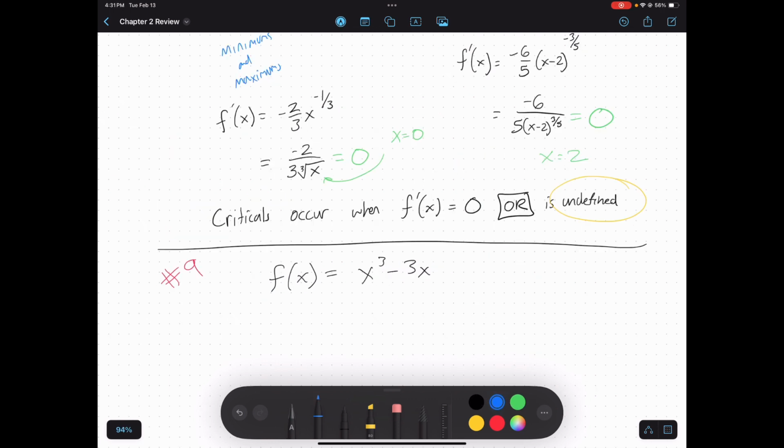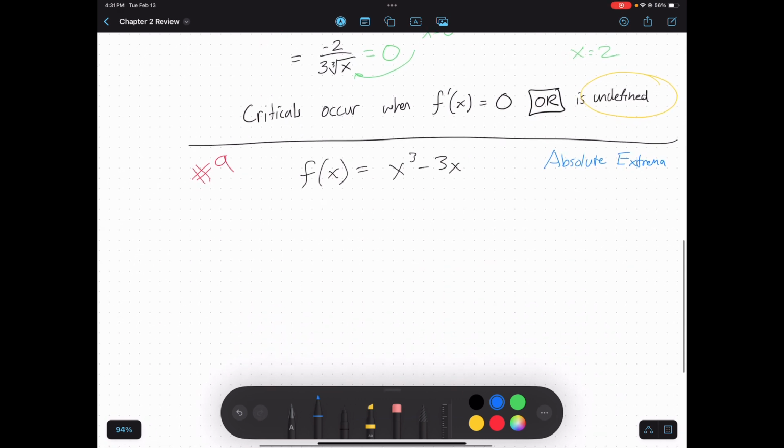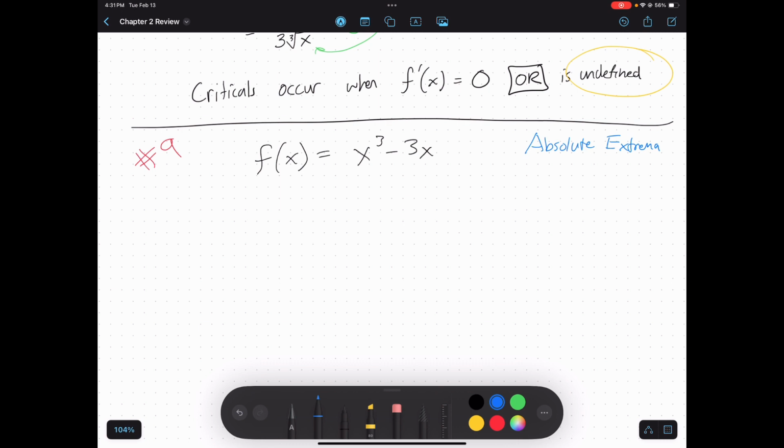Okay, next, let's look at number 9. Number 9 is all about absolute maximums and minimums, absolute extrema. So I just wanted to talk about this one just to remind you of when we're looking at absolute extrema, there's some different places that we need to look.